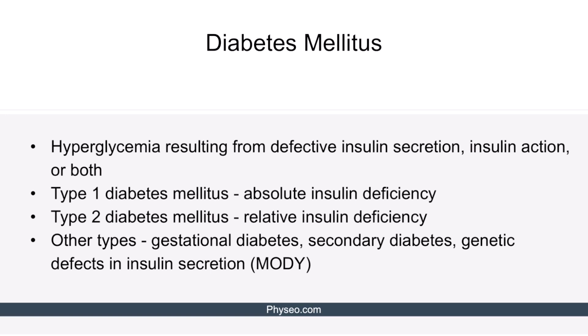Diabetes mellitus is a clinical syndrome characterized by hyperglycemia resulting from defective insulin secretion, decreased insulin action, or both. The two most common types are type 1 and type 2.